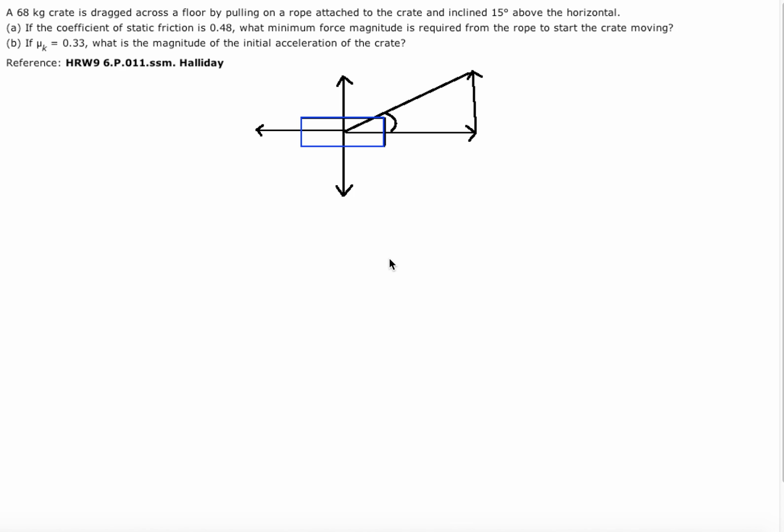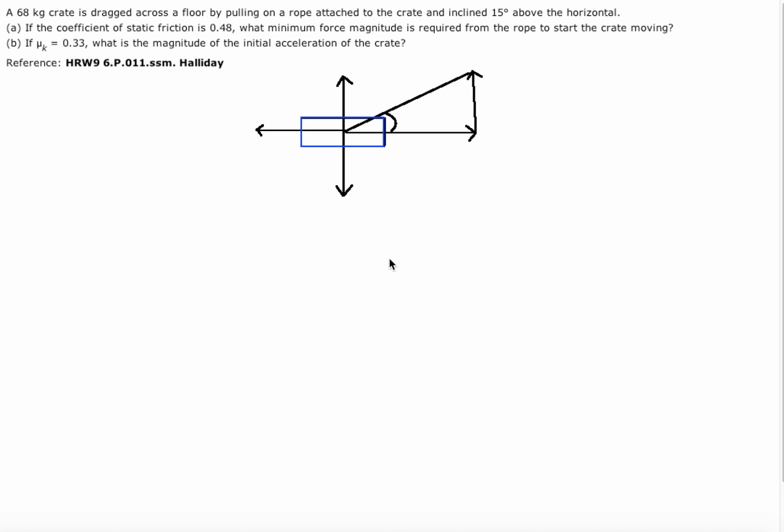A 68 kilogram crate is dragged across the floor by pulling a rope attached to the crate and inclined 15 degrees above the horizontal. Part A asks, if the coefficient of static friction is 0.48, what minimum force magnitude is required from the rope to start the crate movement?